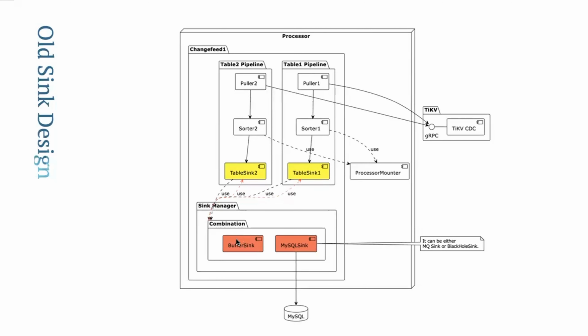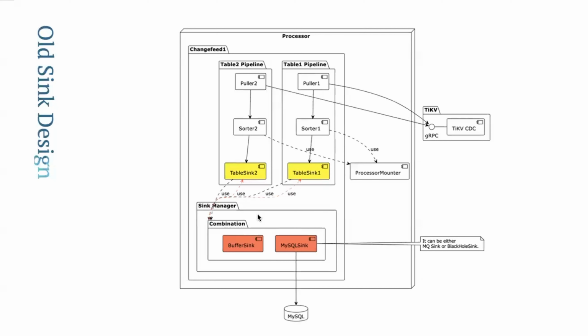The buffer sync is responsible for buffering the data in memory in the sync manager. You can think of it as a cache. The last one is MySQL sync. The MySQL sync is responsible for sending data to the MySQL server, but it can be either MQ sync, the Kafka sync, or black hole sync. We use the black hole sync to test some stuff.